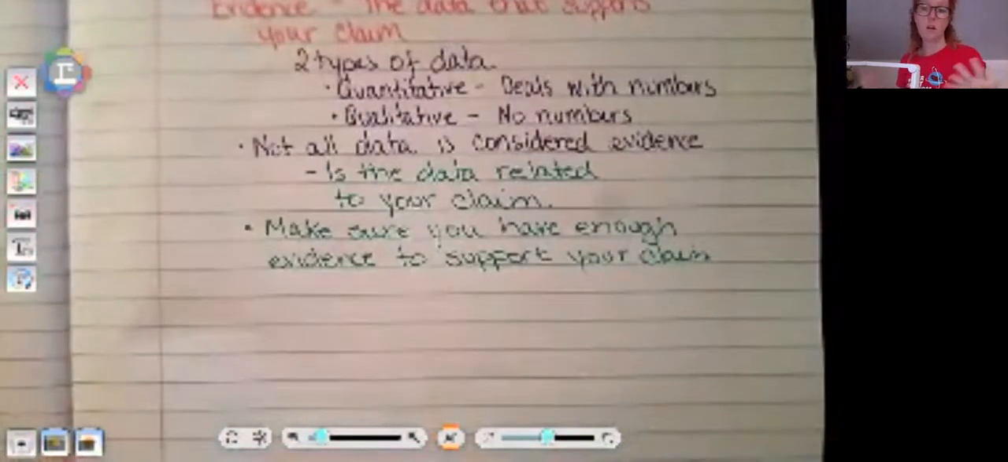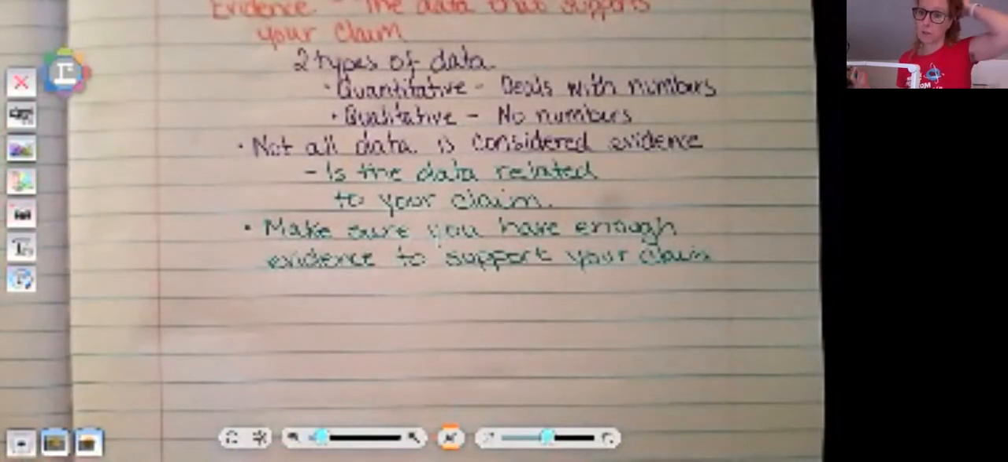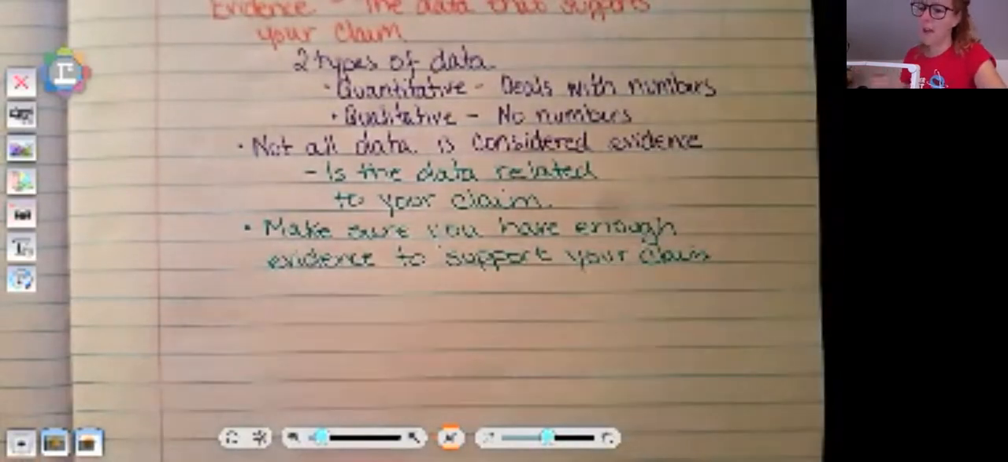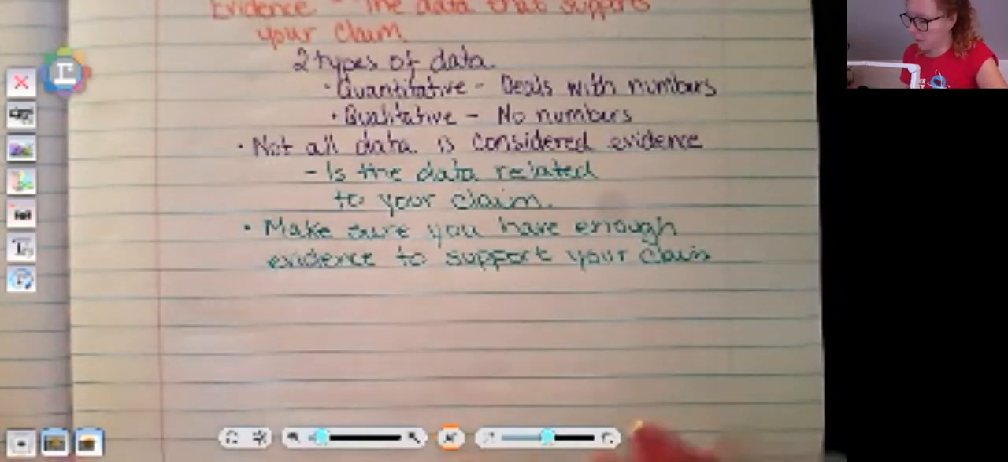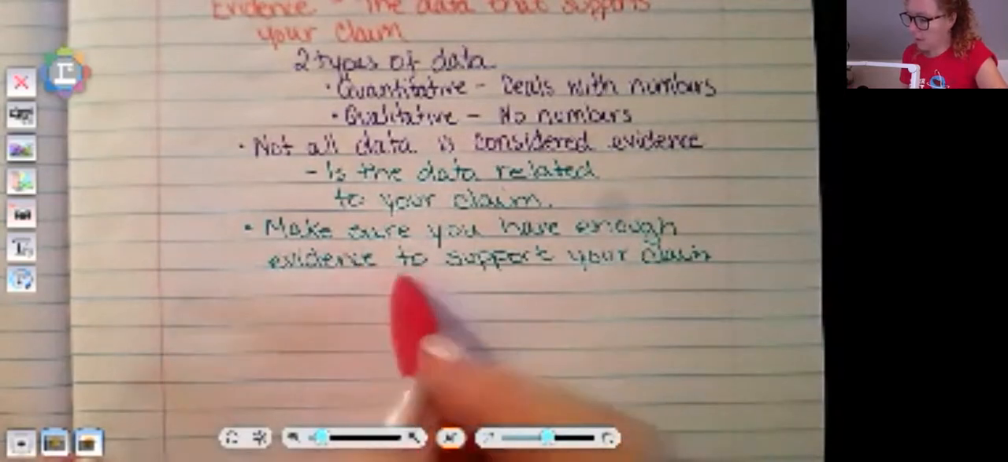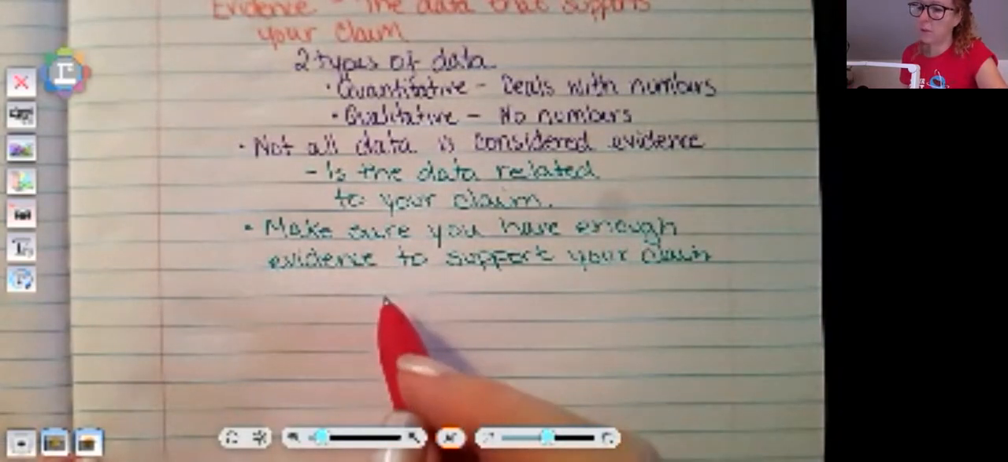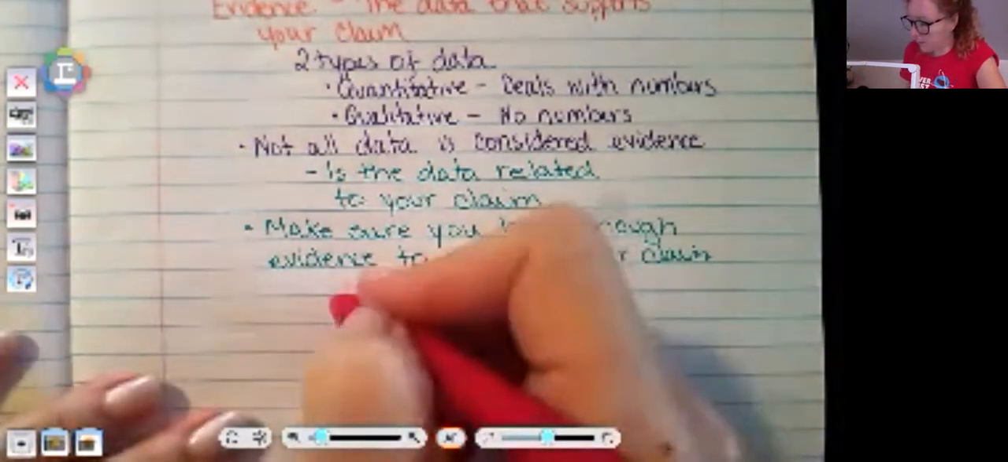So not all your evidence is going to come from your investigation. You should have other places, other sources to get your evidence. So where can you get enough evidence? Where can you get supporting evidence?